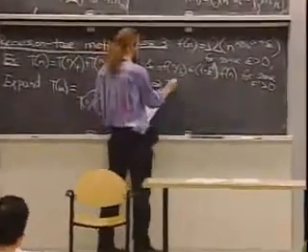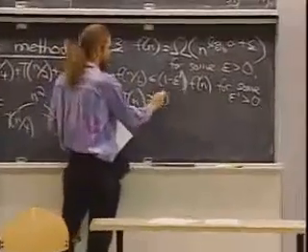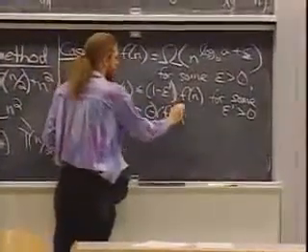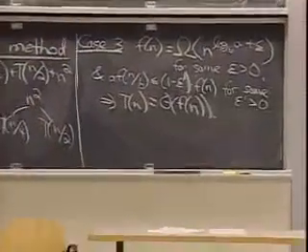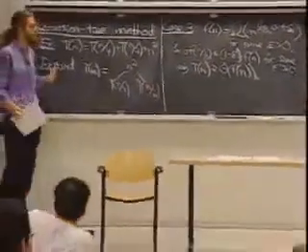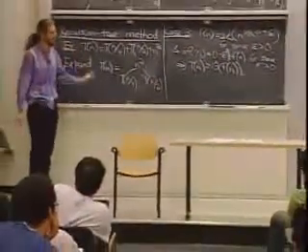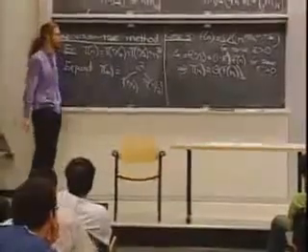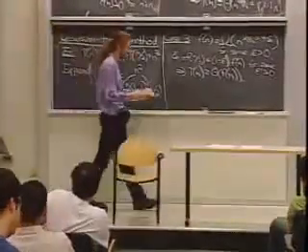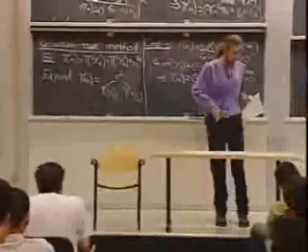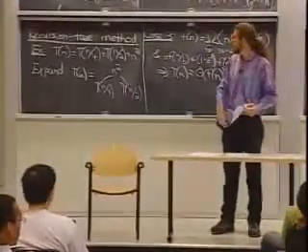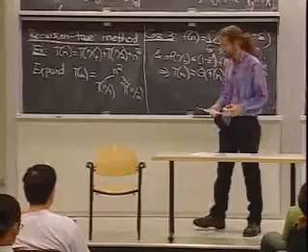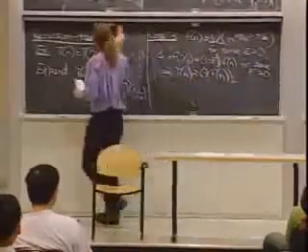Then T of n is theta f of n. And that's the theorem. This is the master theorem, or whatever you want to call it. It's not named after some guy named Master. It's the master of all methods, because it's very easy to apply. So let's apply it a few times. It's a bit much to take in all at once.